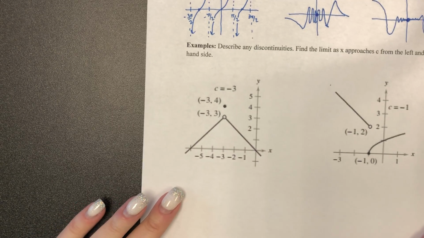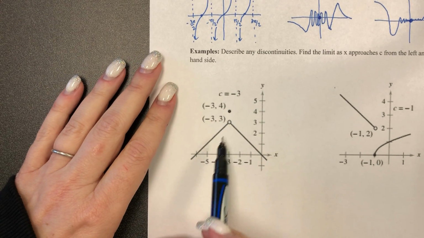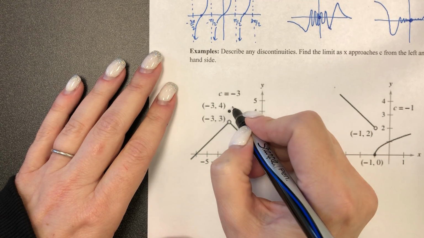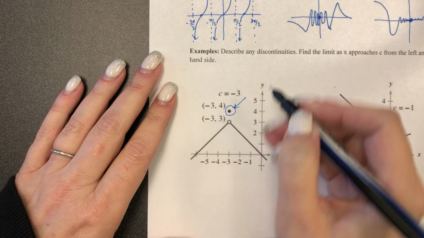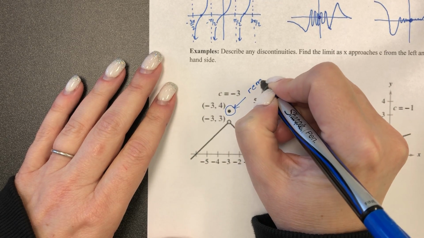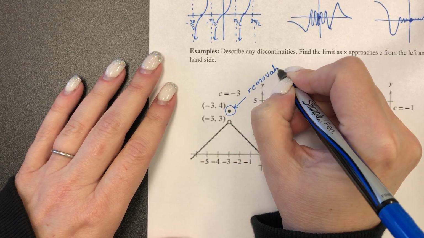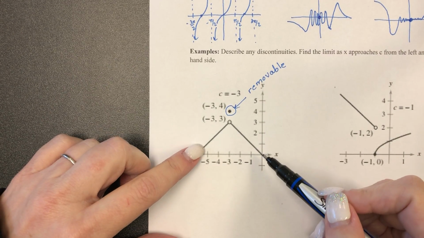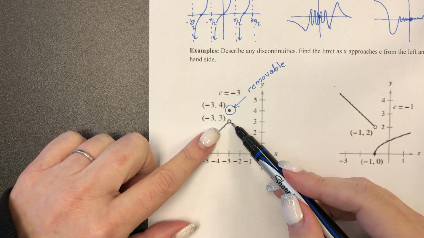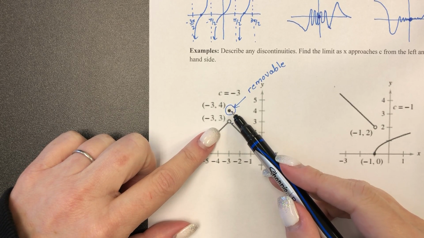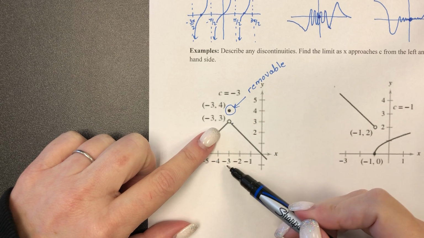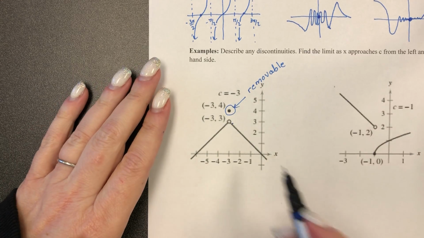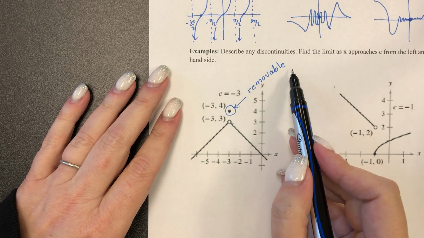Now let's go down to our last two. So I'm going to start with this one. On this one, I can describe my discontinuity because a chunk has been taken out of my graph. It's called removable. And if we think about our definition of continuity, the limit for this graph is 3, but the value of the function at f of negative 3 is actually 4. So it is discontinuous and it's removable.